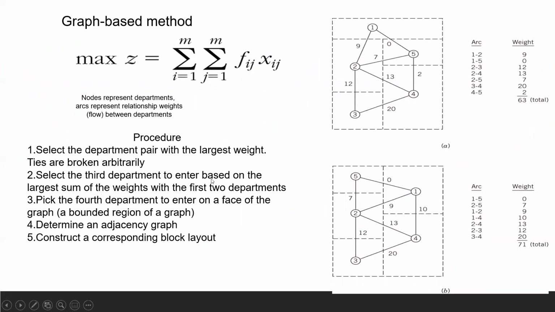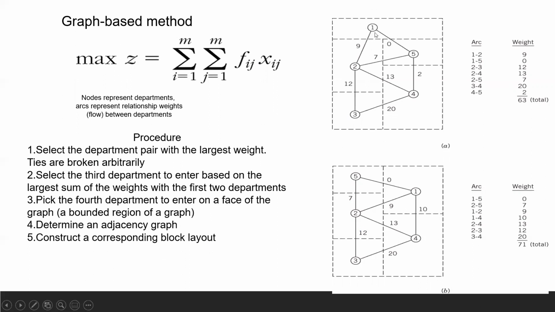And then select the third department to enter based on the largest sum of the weights for the first two departments. Pick the fourth department to enter on the face of the graph, a bounded region for the graph, and then determine an adjacency graph. Then construct a corresponding block layout. So your goal here is to maximize the total weight. Okay? For example, this one.